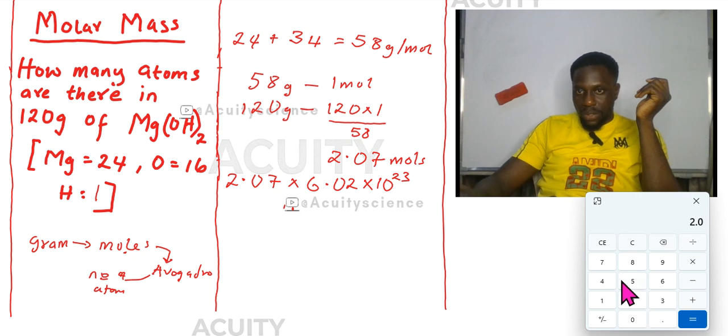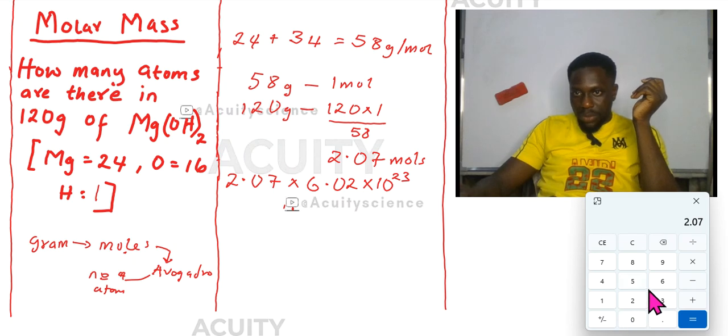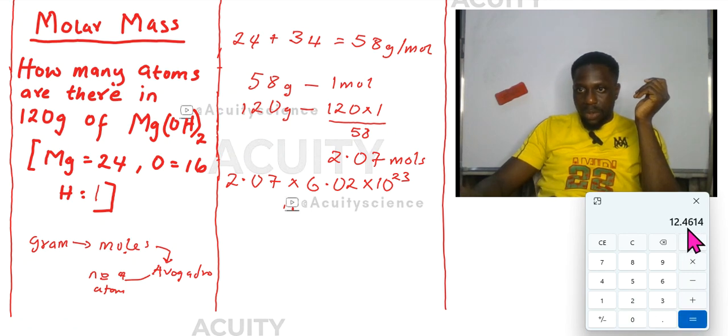2.07, okay, multiplied by. I'm not going to multiply by everything. I will just use this part, 6.02 times. We have 6.02. All right, that is 12.4614 times 10 raised to the power 23 atoms.